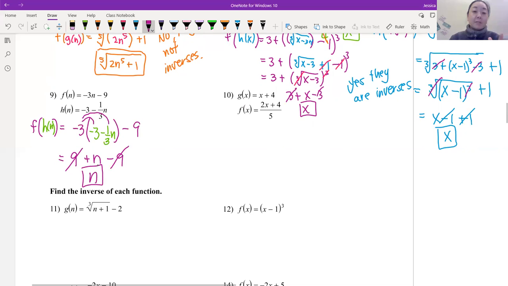And so maybe some of you guys are like, well, that's not an x, it's an n. It doesn't matter. It's just whatever the variable is. In case we have some literal people here. Some people are literal. That's okay.